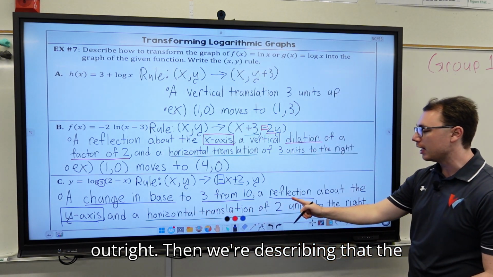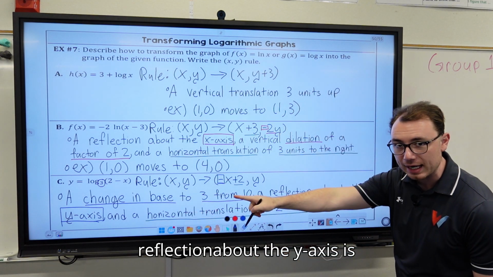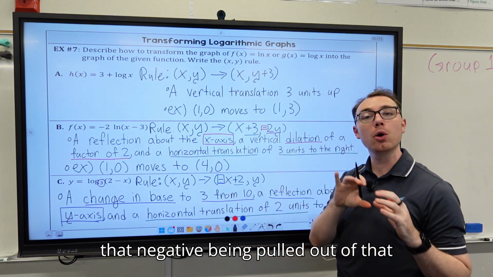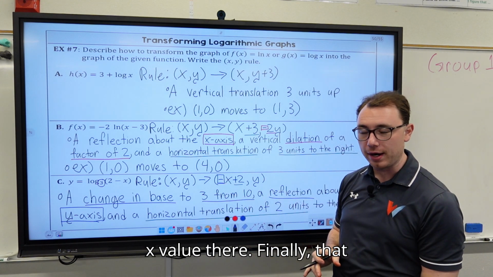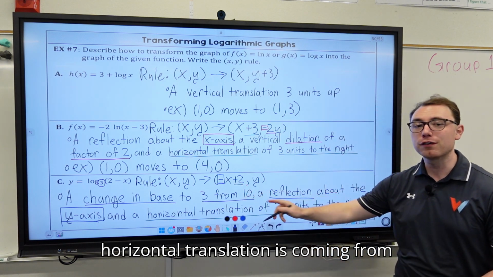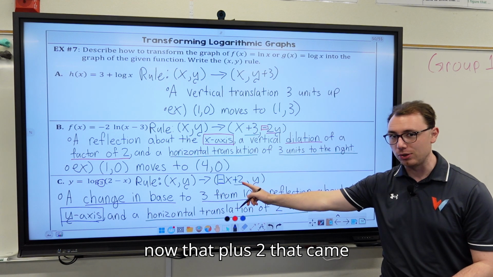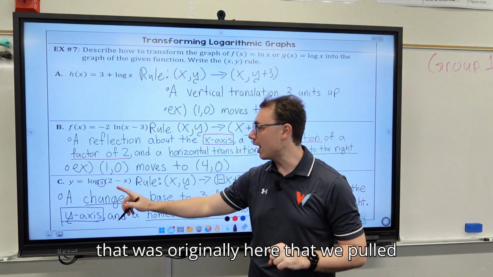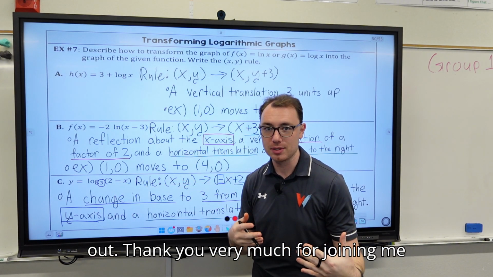Then the reflection about the y-axis is coming from the fact that we have that negative being pulled out of that x value. Finally, the horizontal translation is coming from that plus 2 that came from this minus 2 that was originally here that we pulled out.